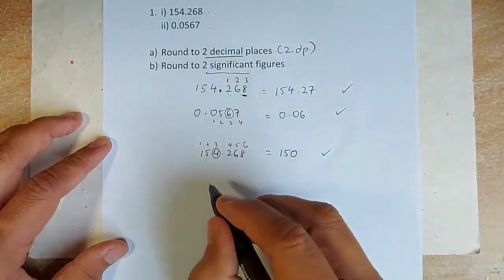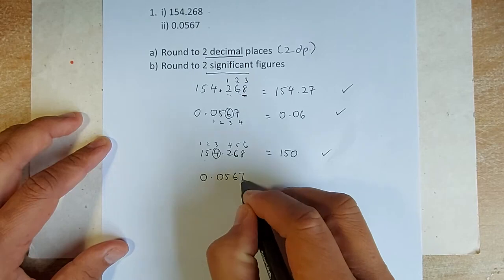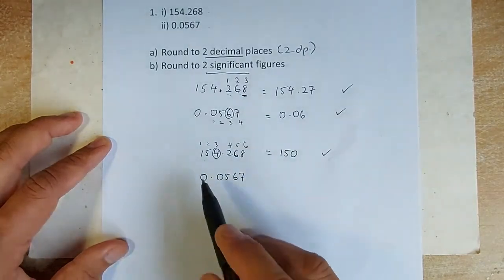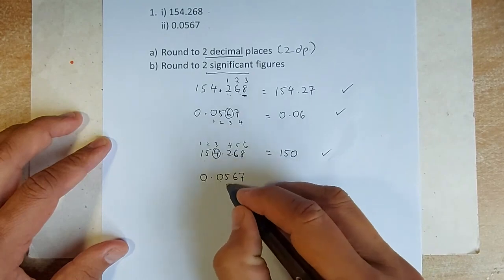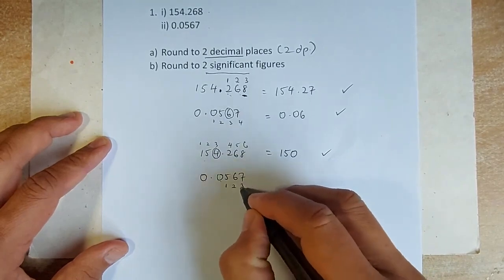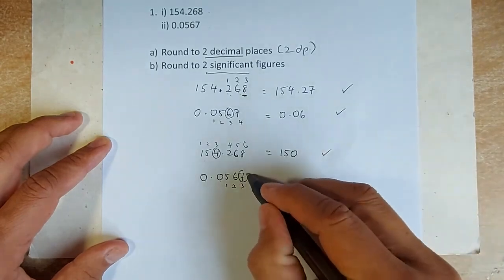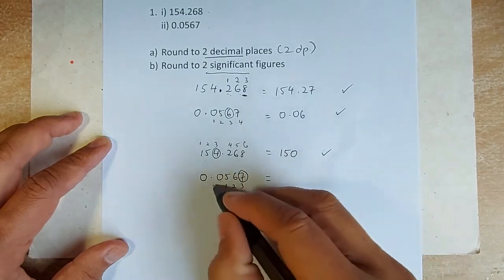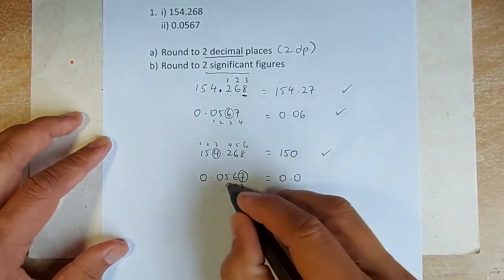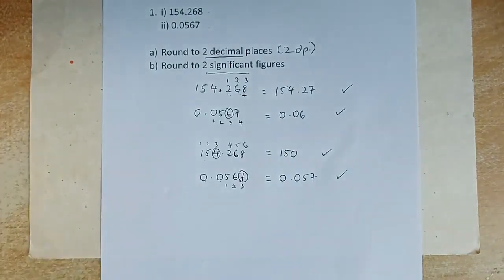And we look at the next example, 0.0567. In this case, it's slightly different. This 0 is not significant. This 0 is also not significant. So the first significant number is here, the second, and the third. Again, because of two significant figures, you look at the third number. This time, 7 is more than 5, so you're going to round up. So 0.056 becomes 0.057, and that will give you 4 marks in the exam.